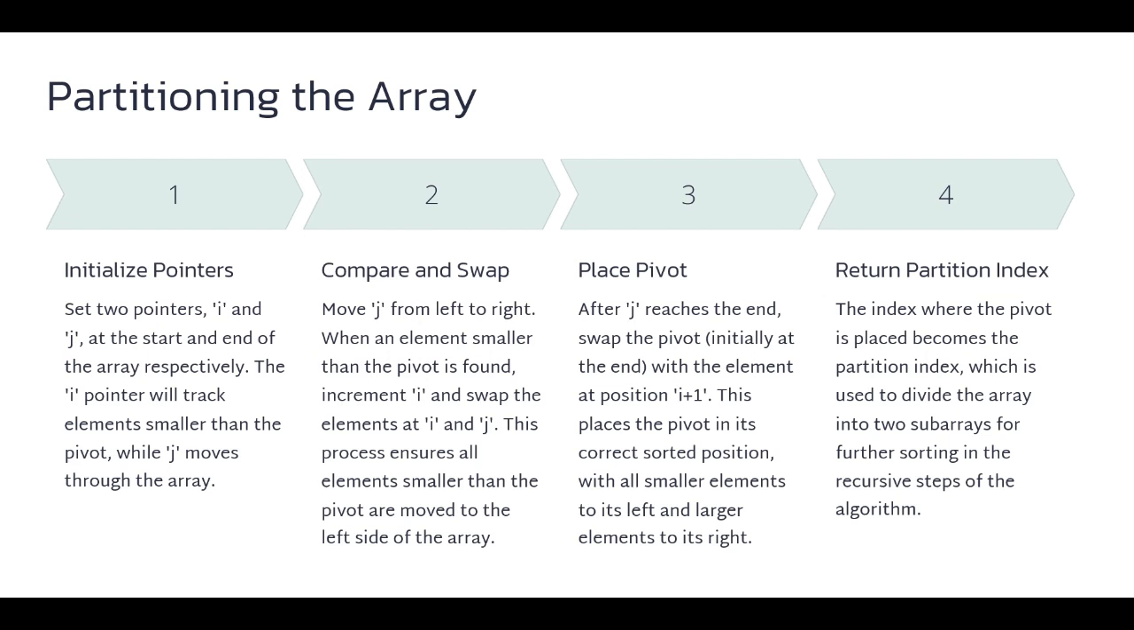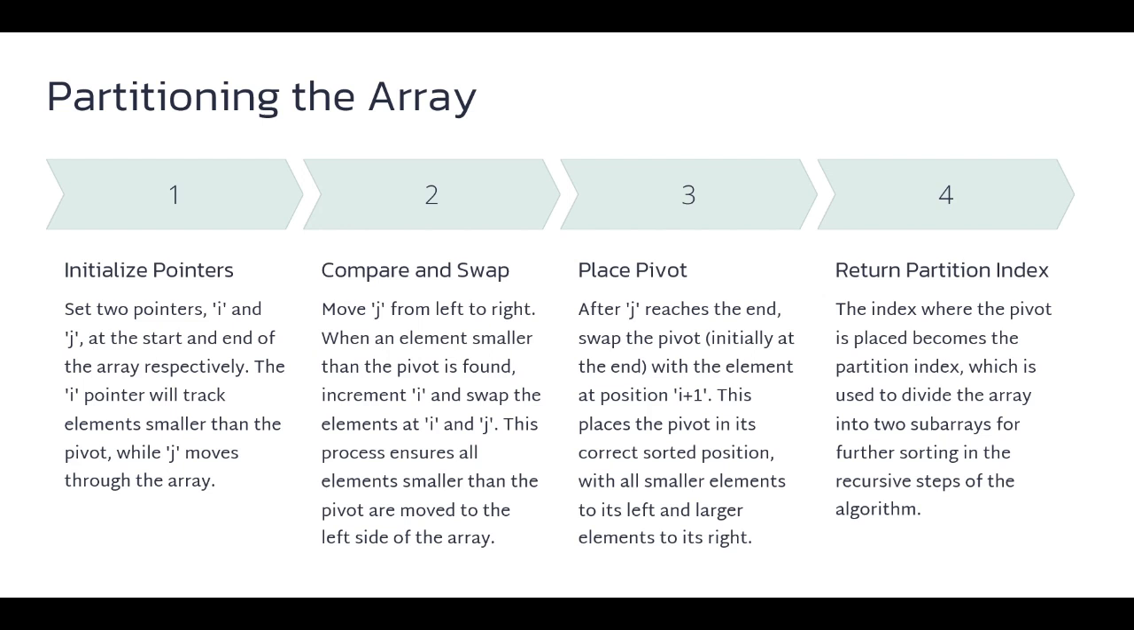the pivot. After j reaches the end, we swap the pivot with the position of i plus 1. This places the pivot in its correct sorted position with all small elements to its left and large elements to its right, returning the partition index. The index where the pivot is placed becomes the partition index, which is used to divide the array into two subarrays for further sorting and recursive steps of the algorithm.